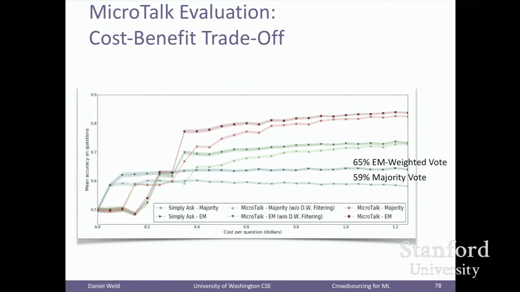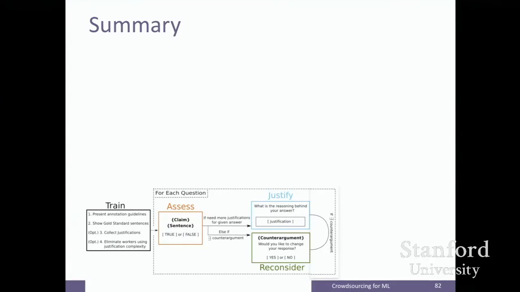So here's the standard results, 65% with EM, 71% with microtasks. So we did get some benefit with all the workers, but if we filter for just these discerning workers, we get up to 84%, which is much, much better than plain voting at 65. So this was very exciting. And so in summary, here is the workflow. We got a training process, assess, and then this combination of justify and reconsider tasks.